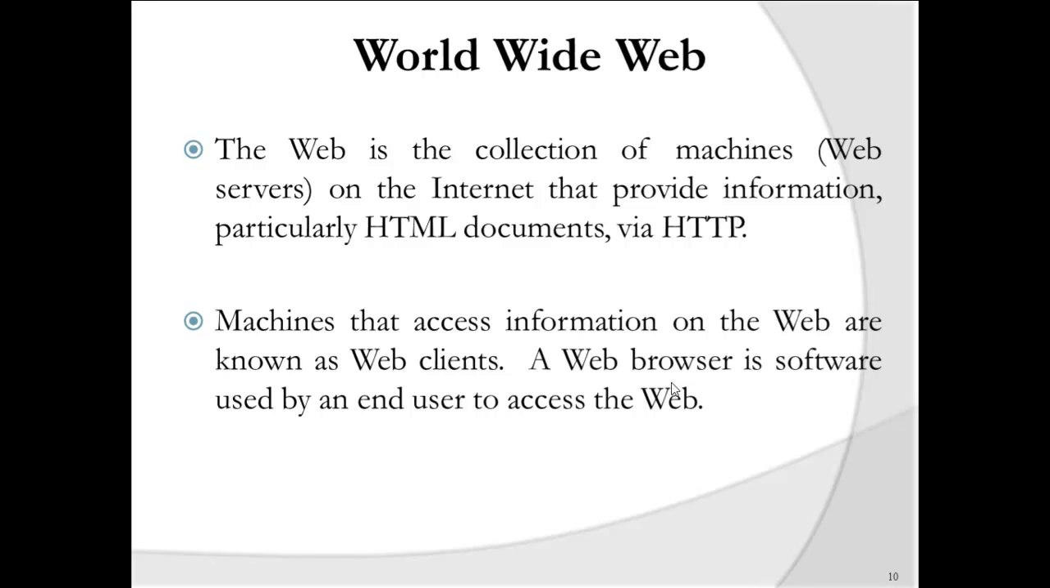Machines that access information on the web are called web clients. As I told you, there are two things: one is web server, another one is web client. The one who provides information is the web server, and the one who accesses is called a web client. And there's another small thing to remember, that is a web browser. It's software that is used by the end user to access the web.